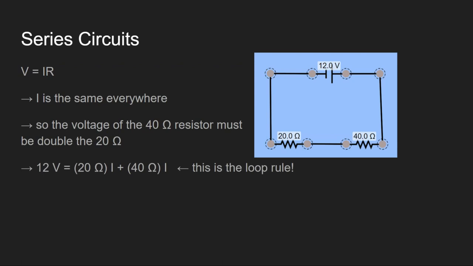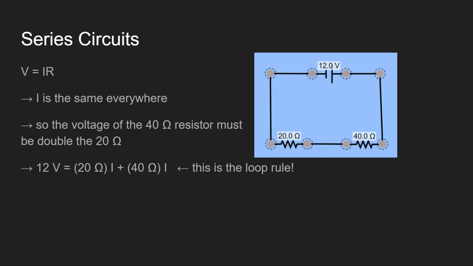Now, another way we can look at this is using the loop rule. Remember, the loop rule means the voltage that you put in, which is 12 volts, equals the voltage used up by the other two things. And I don't know what those numbers are yet, but I know how to calculate those numbers.